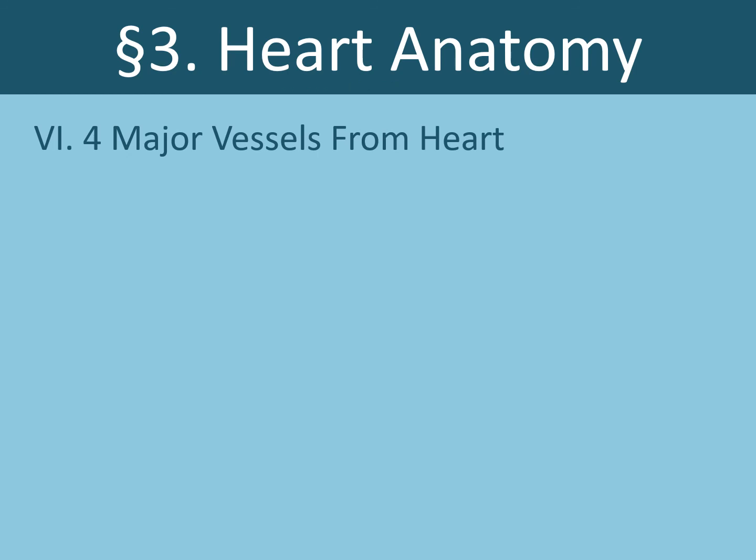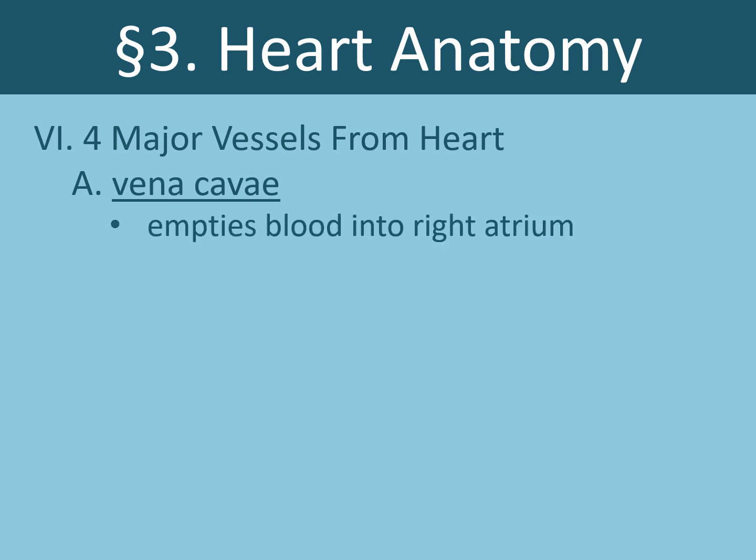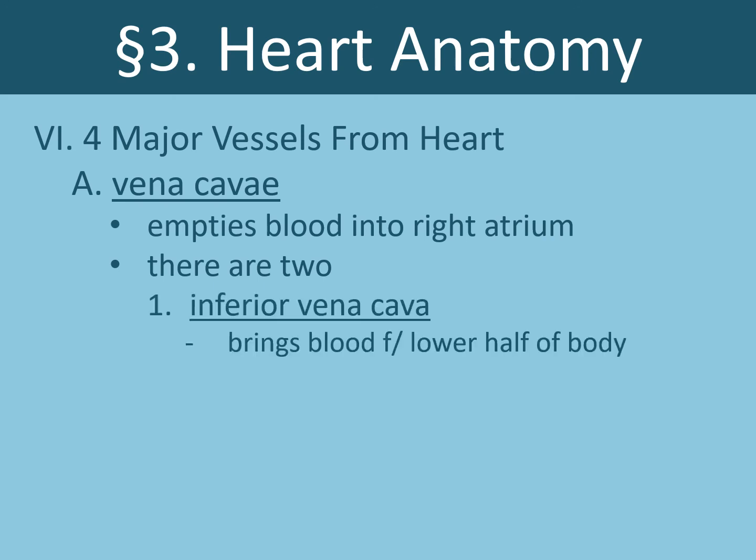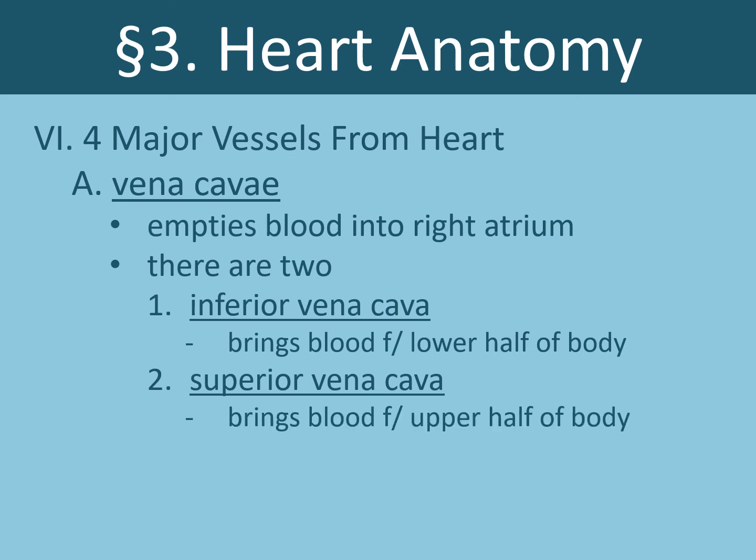Now let's discuss the four major vessels that arise from the heart. We'll begin with the vena cava. These vessels empty blood into the right atrium. They're carrying deoxygenated blood from the body's tissues to the heart. There are actually two vena cavae. The inferior vena cava brings blood from the lower part of the body up to the right atrium, while the superior vena cava brings blood from the upper half of the body down to the right atrium.